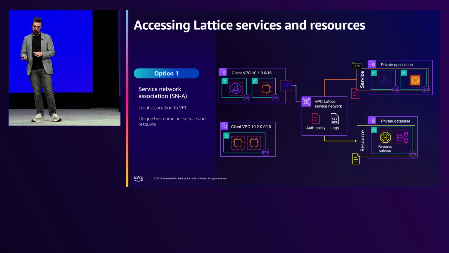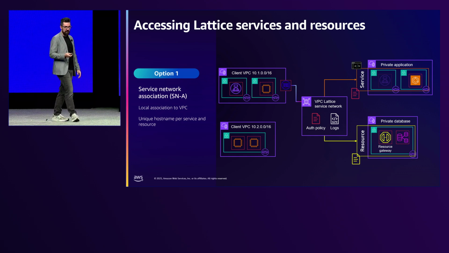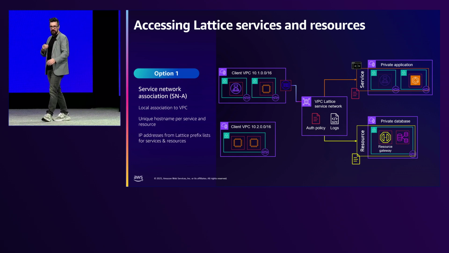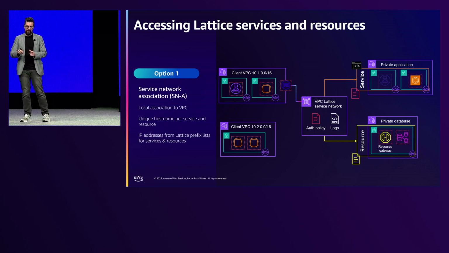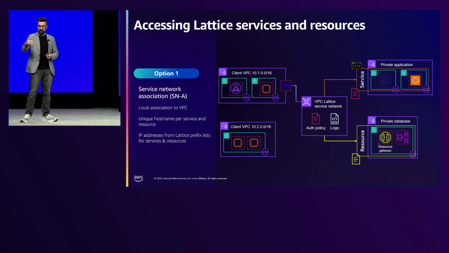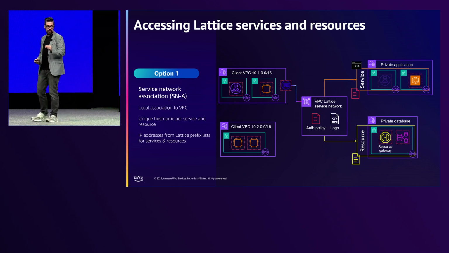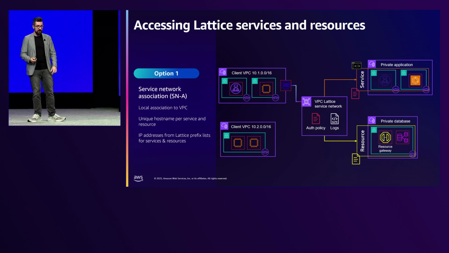It'll have a unique host name per service and per resource defined there. And then we'll have IP addresses when we go to resolve the DNS names that are coming from these services, because Lattice will give us DNS names for each service and resource that we have. Those IP addresses will resolve to IPs from the Lattice prefix lists for both services and resources.